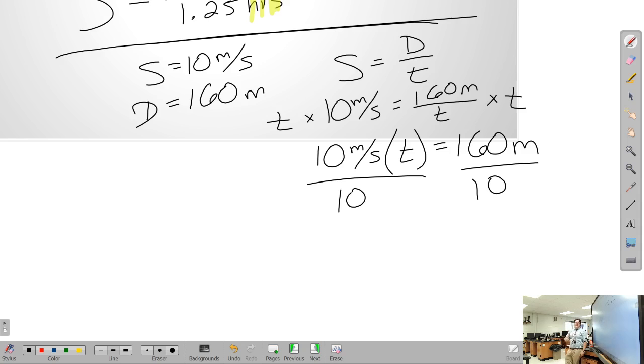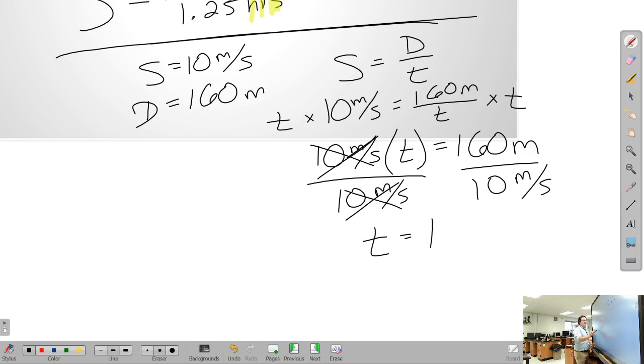That's true. So, but we're not going to divide by just 10. We're also going to divide by 10 meters per second. You follow me there? Here's where the magic happens. If you keep track of your units when you're plugging in your numbers, hopefully we can all agree that this would cancel out. This would cancel out, so I'm left with t.